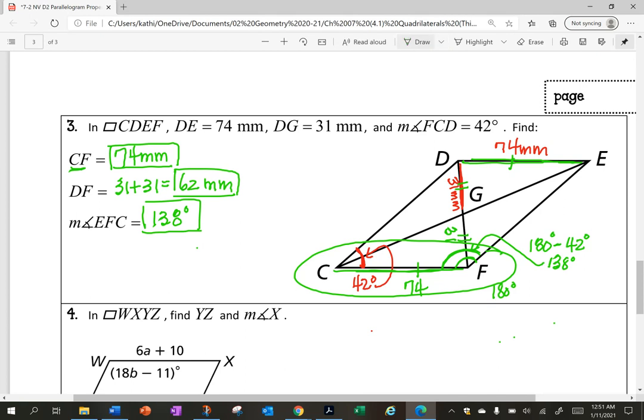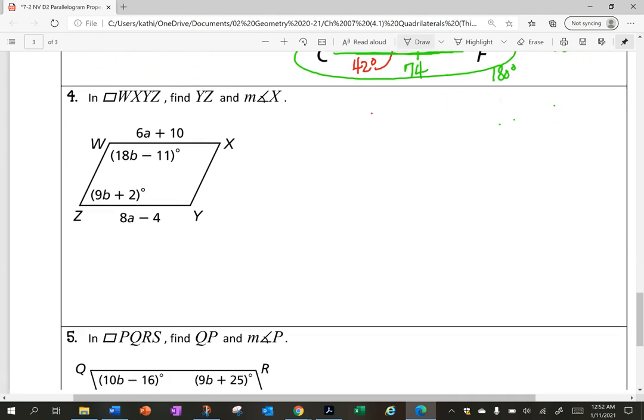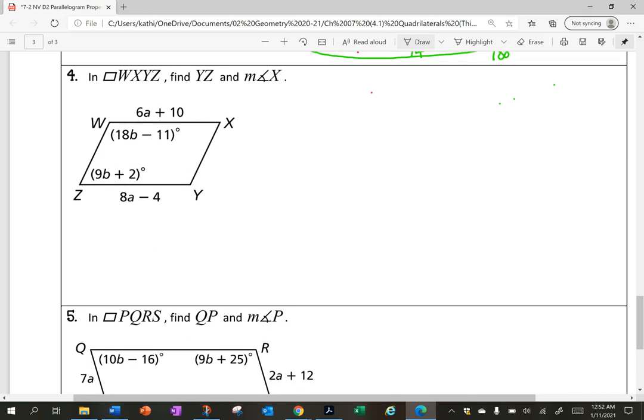Okay, so let's continue. Let's try some with some algebra now. Those were with some whole numbers. In parallelogram WXYZ, find the value of YZ. So I want to know the value of YZ and the measure of angle X.